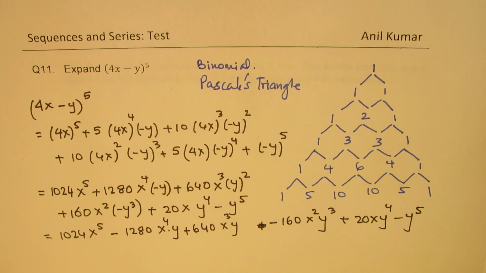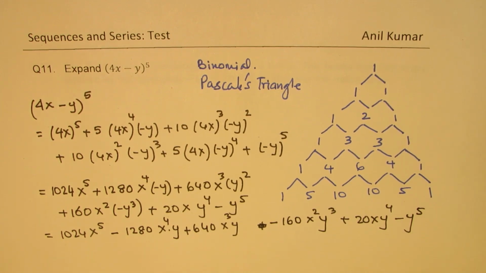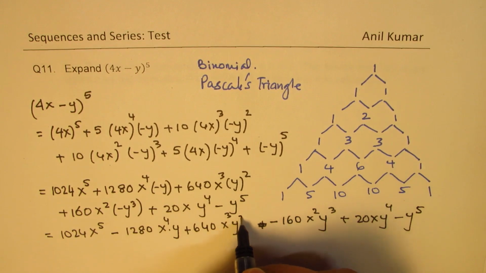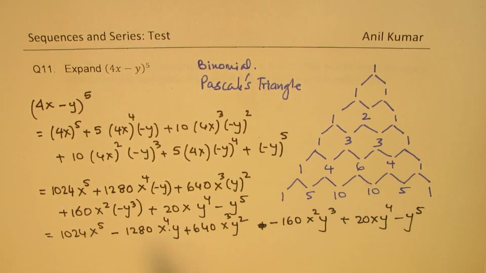Alternate numbers should be negative since you have minus y there. Perfect. And the sum of all these exponents will be 5. So here I think I missed 640 y square. Okay. Sum will be 5, right? So it's good to check and rewrite.